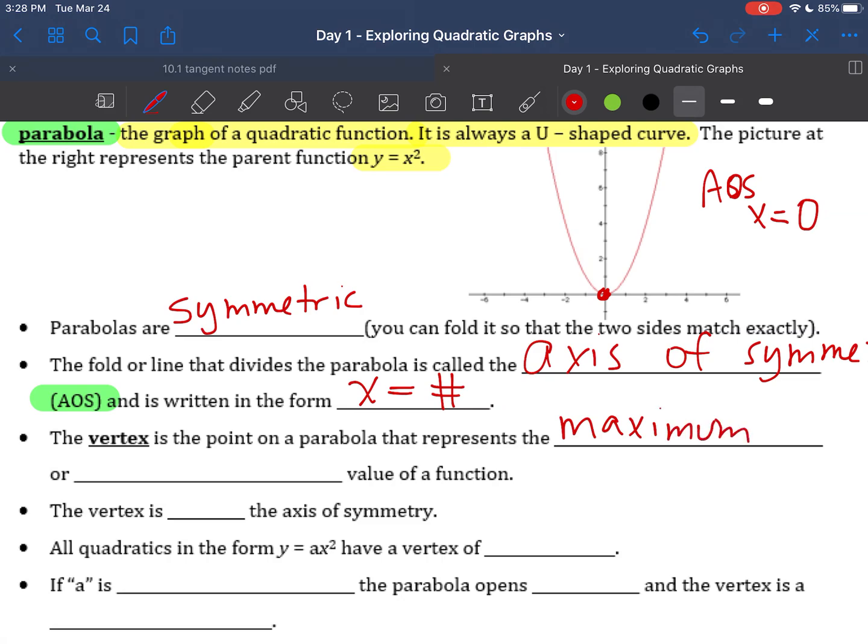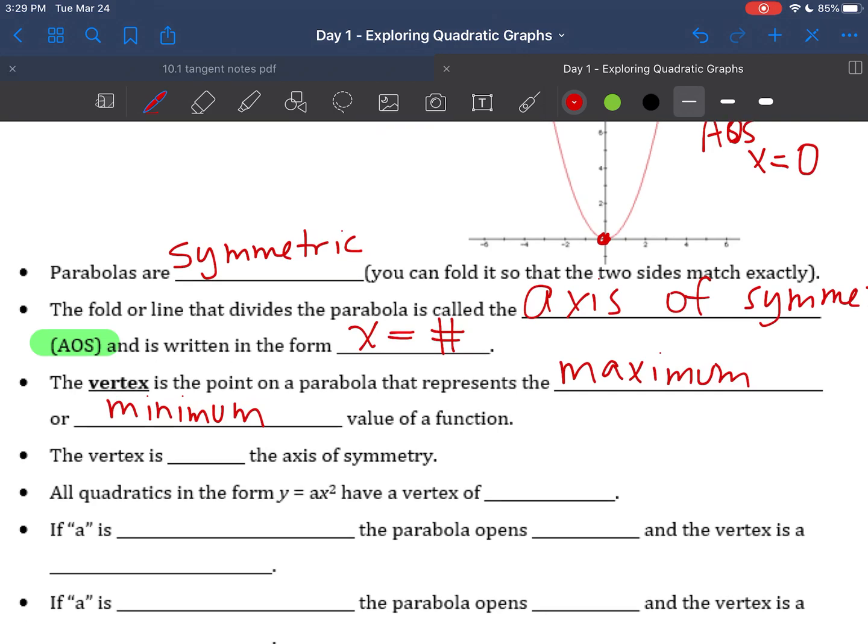Maximum or minimum. Okay, the top or bottom. The vertex is on the axis of symmetry. So this dot right here that I previously wrote, it's on the axis of symmetry.